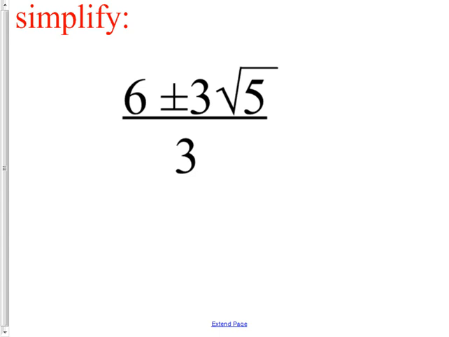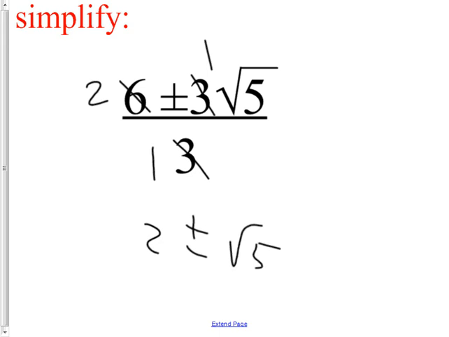All right. 3 goes into everything. 3 goes in there twice, 3 goes in there once, and there once. Final answer, 2 plus and minus root 5. Raise your hand if you had that right. Okay, good.